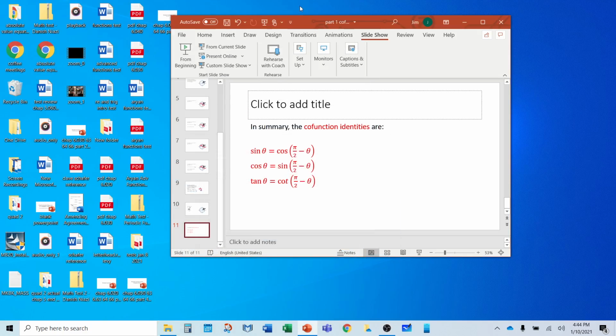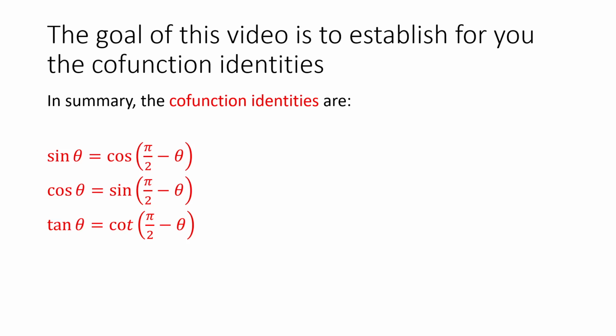In this video, we're going to talk about equivalent trigonometric functions. Specifically, we're going to talk about the cofunction identities. The cofunction identities say that the sine of theta is equal to the cosine of pi over 2 minus theta, the cosine of theta is equal to the sine of pi over 2 minus theta, and the tan of theta is equal to the cotangent of pi over 2 minus theta.